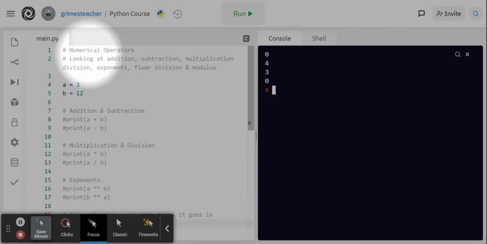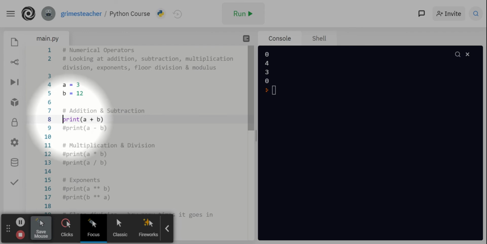Yeah, that's pretty much it for your numerical operators in Python. Just make sure to play around, especially with floor division and modulus, because they're probably concepts that you may not have seen in your maths lesson.